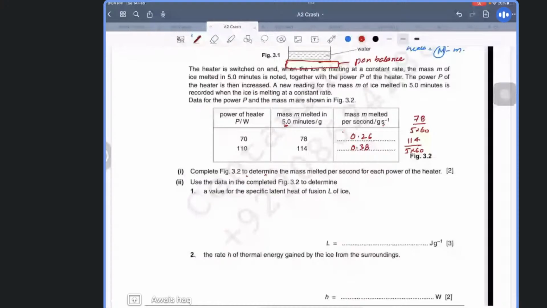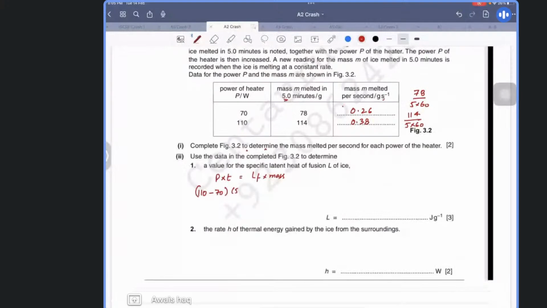So we already have the mass melted, and how would we do this? We're going to use 110 minus 70, and then multiply it by 5 times 60 because it was turned on for 5 minutes. We want to find the latent heat, and now we're going to subtract the mass too, because this would basically eliminate the heat that is coming from the outside. So could you find this, please?